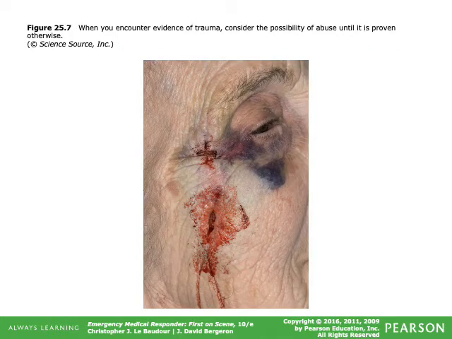All right, when you encounter evidence of trauma, consider the possibility of abuse until it's proven otherwise. Unfortunately, caring for an elderly person can be frustrating, and some people lose control, and this can lead to significant abuse of an elderly patient. It's just a terrible situation, but it's very common.